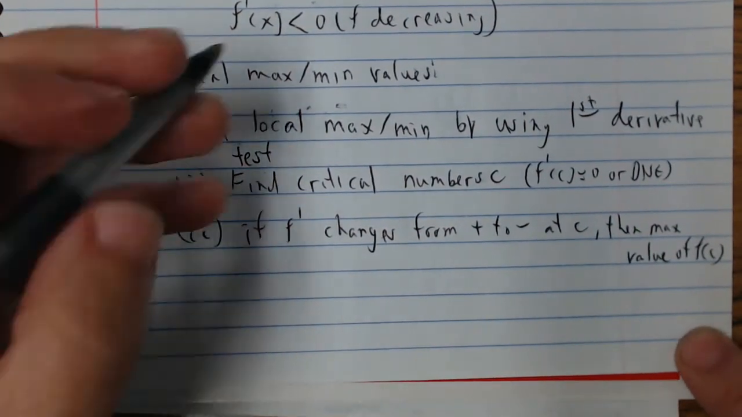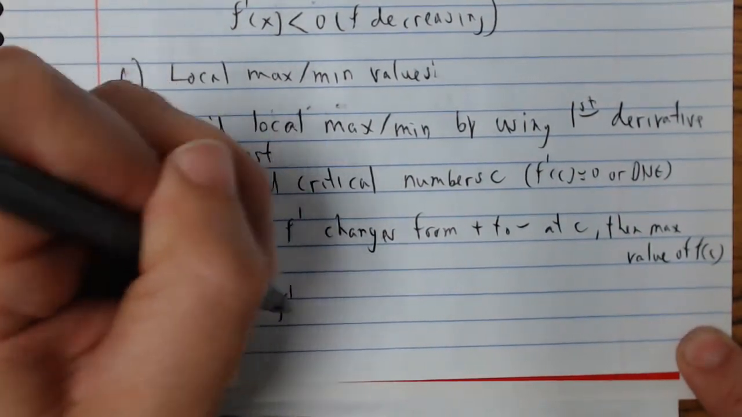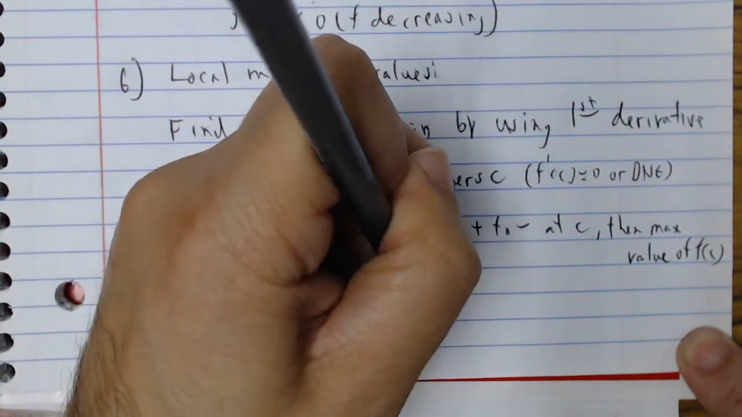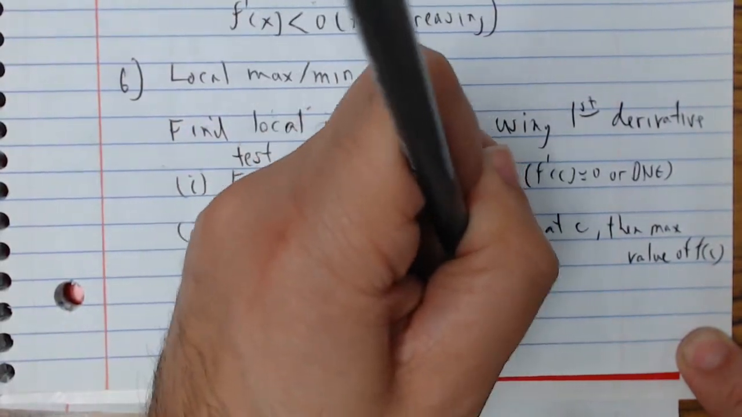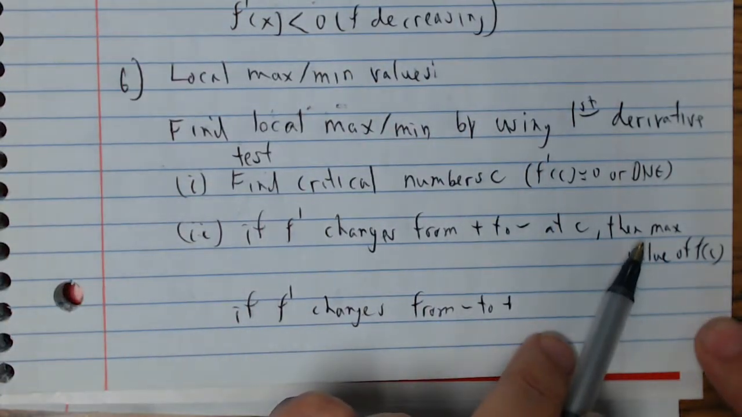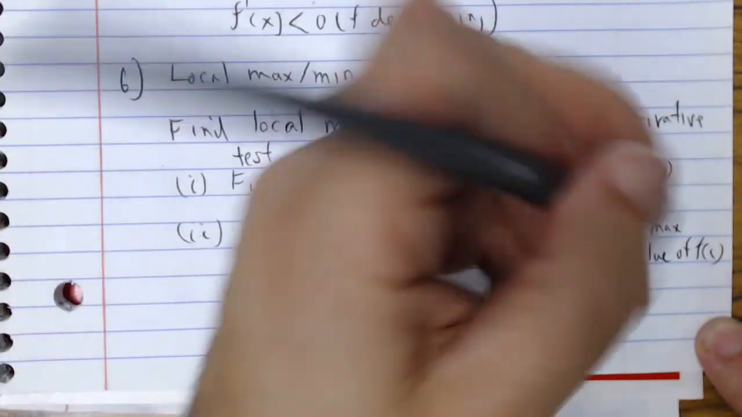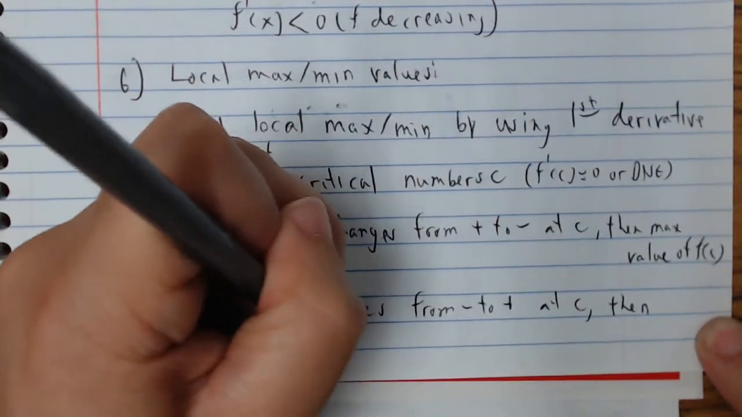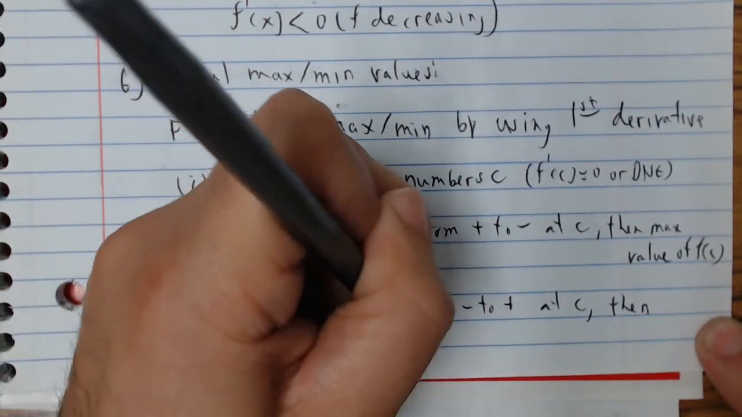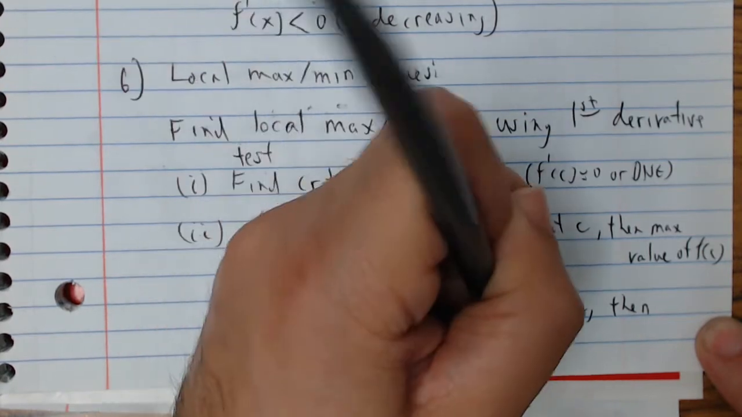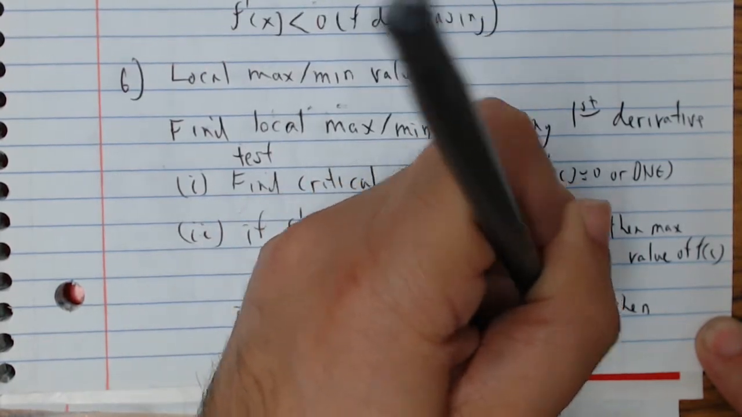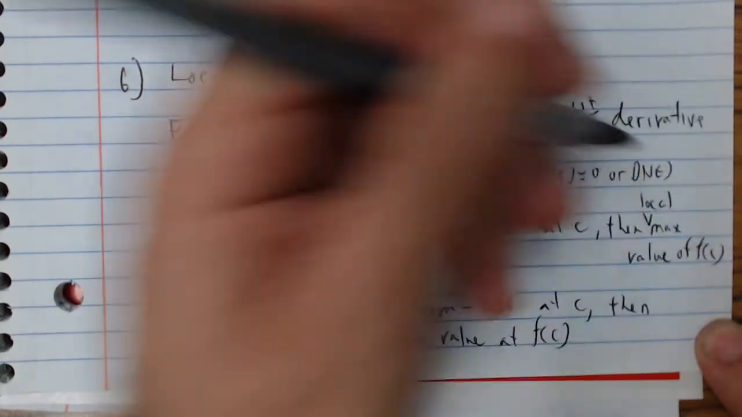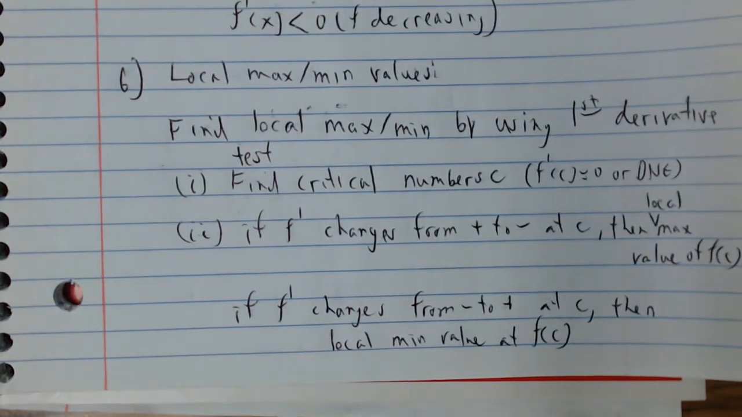Okay, then we could say if f prime changes from negative to positive at C, then we have what? A local minimum value at f of C. Okay, and maybe here we should also add "local", because these are how local maxes and mins are found.